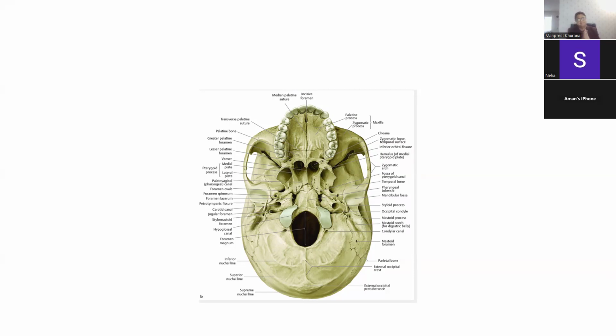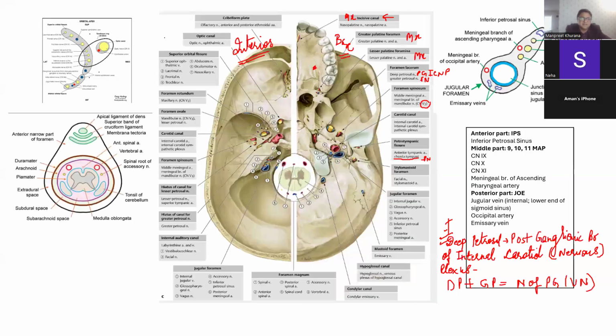Very good. Branches of spinal artery, anterior and posterior branches. Very nice. And to the posterior part? It was the lower part of medulla, very good. Meninges, excellent. And tonsils of cerebellum. Excellent, excellent. Wonderful. So now you know foramen magnum.